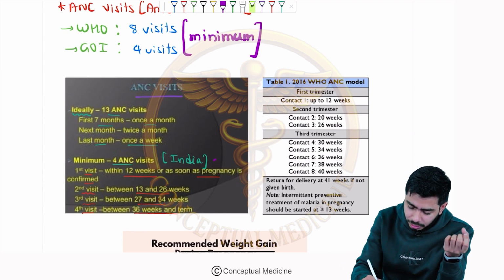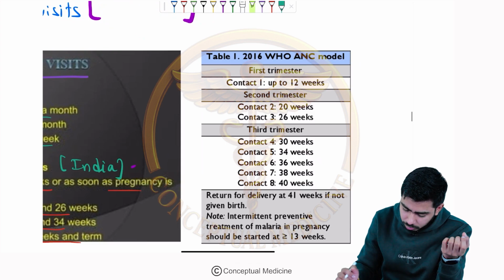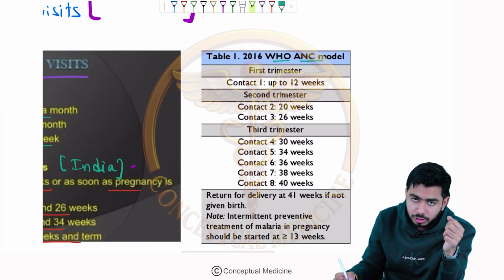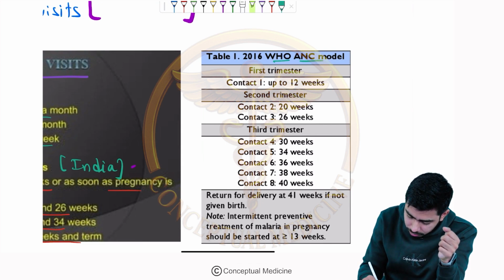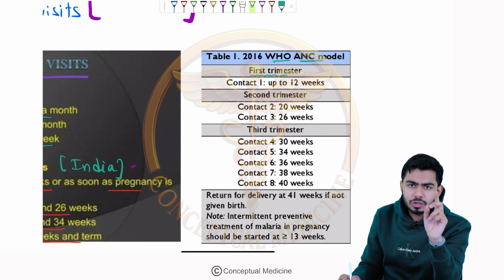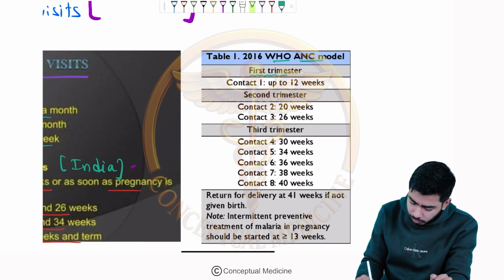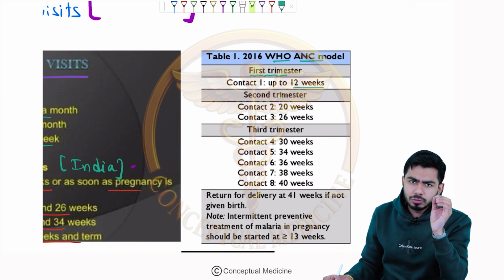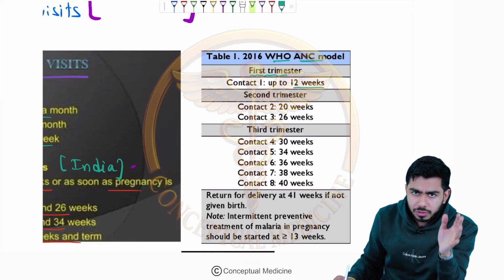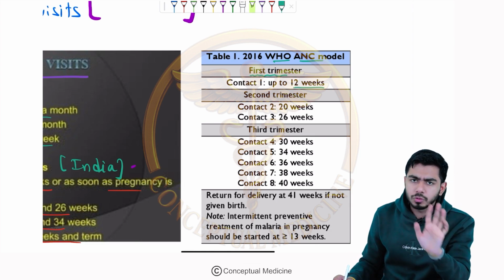I told you about India. How about WHO? I told you about WHO, about 8 visits. According to the WHO antenatal care model, in the first trimester, that is contact one, up to 12 weeks, as in India also, as soon as they come to know about the pregnancy, they should be visiting the doctor. That is up to 12 weeks. The first visit should be there.